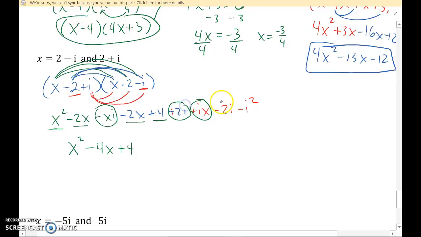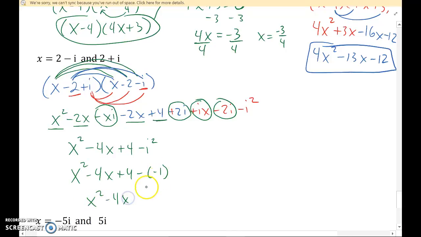Your plus 2i and minus 2i cancel, and then you're left with negative i squared. And so if we recall i squared equals negative 1, we can say x squared minus 4x plus 4 minus a negative 1, which gives us x squared minus 4x. And minus a negative 1 becomes plus 1, and so we will get plus 5. And so this is our quadratic that has roots of 2 minus i and 2 plus i.